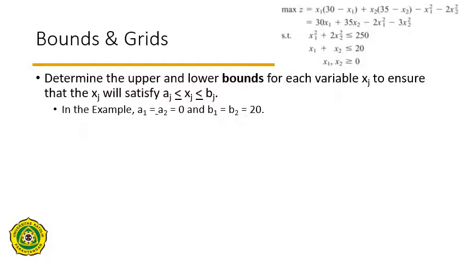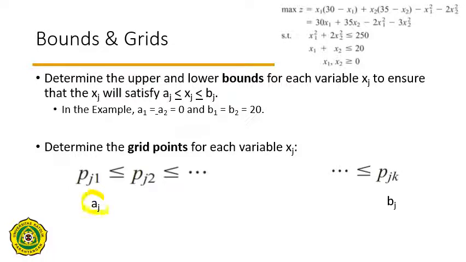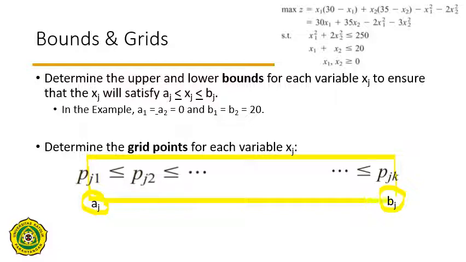Now that we have defined the upper bound and lower bound as the range of the allowable values for our decision variable, we are going to cut that range into some grids. Okay, so we are going to determine the grid points. So here in this example, aj is the lower bound of your variable j, and bj is the upper bound for your variable xj. So this is the entire allowable range. Now we are going to cut this range into k grids.